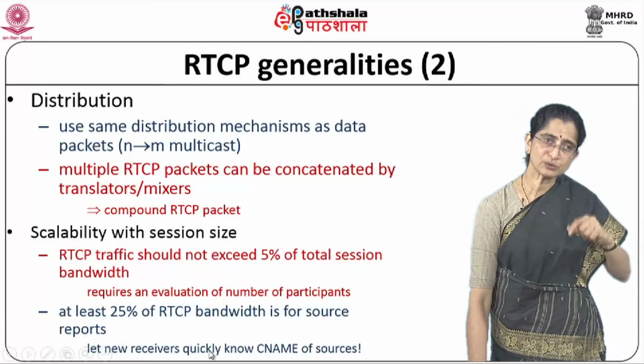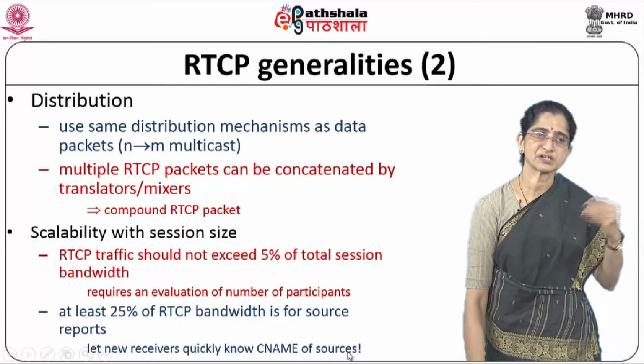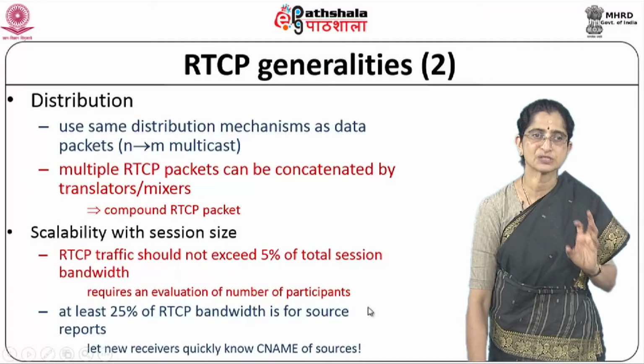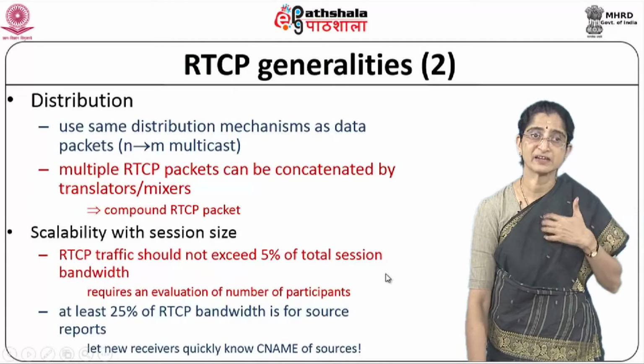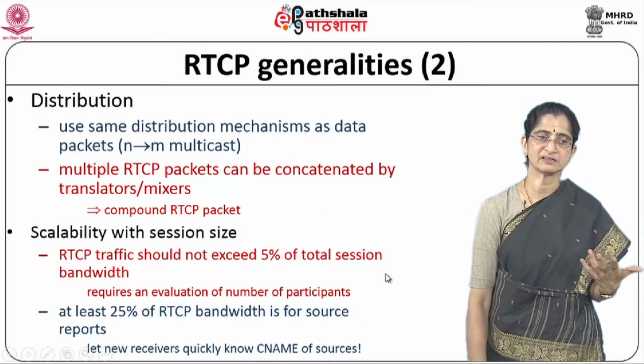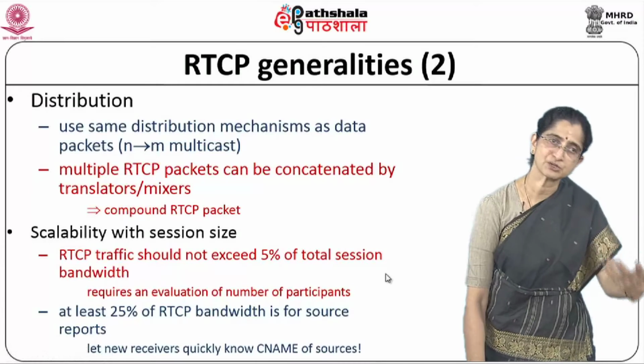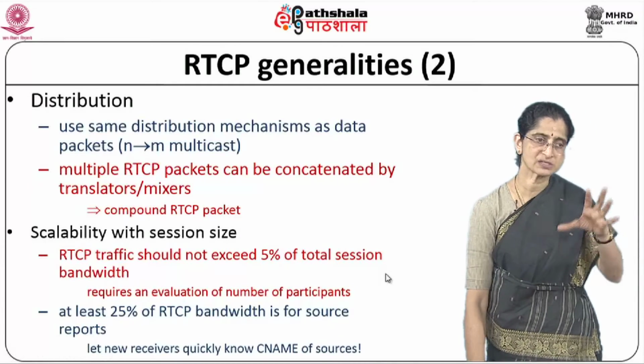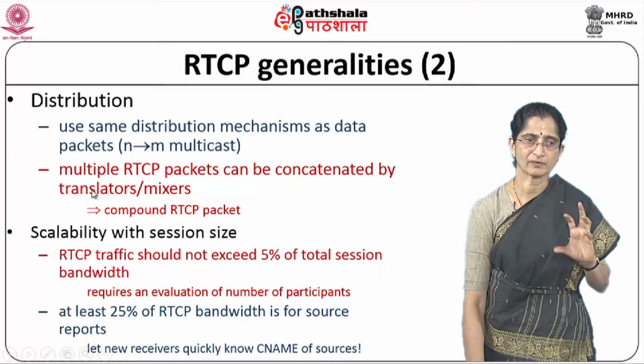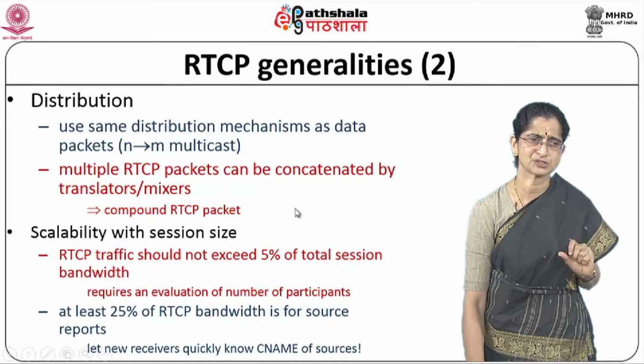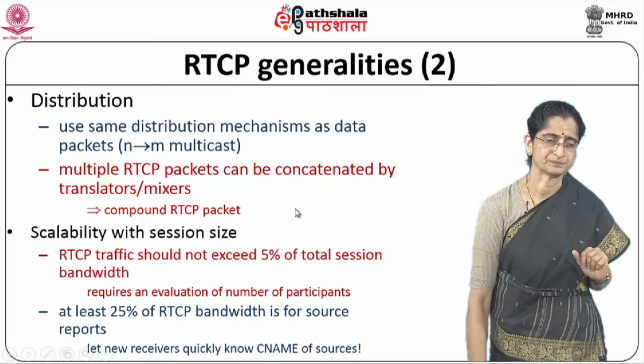So, in order to give quick information about the sources, they must be allowed to send their information, whatever information is being sent in the source reports, quite frequently. So, these are some of the characteristics that RTCP should have.